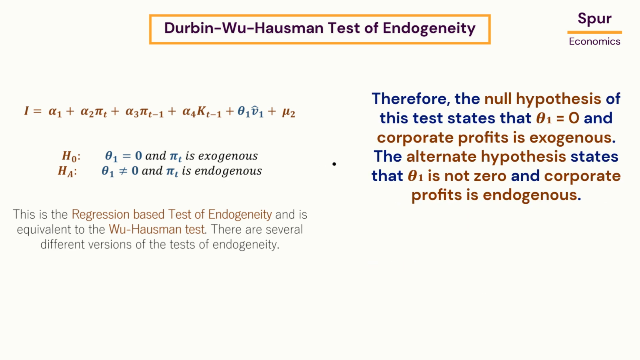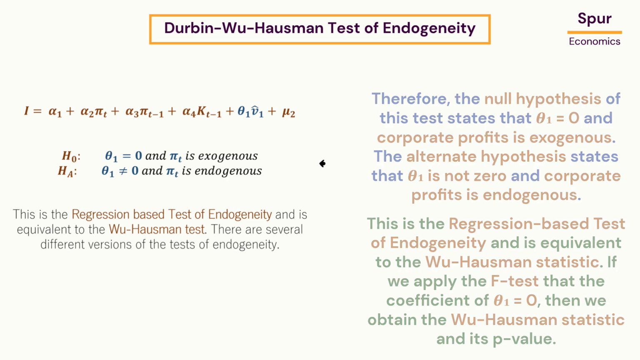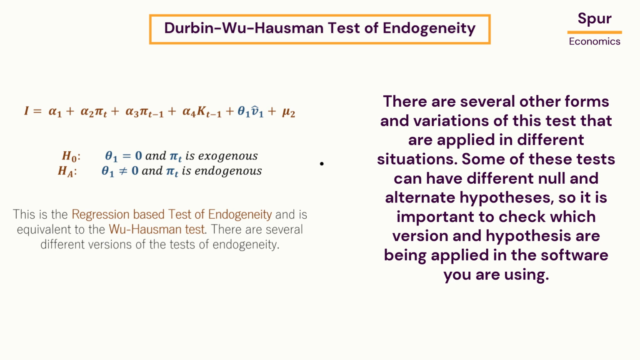Therefore, the null hypothesis of this test states that theta1 is equal to 0 and corporate profits is exogenous. The alternate hypothesis states that theta1 is not 0 and corporate profits is endogenous. This is the regression-based test of endogeneity and is equivalent to the Wu-Hausman statistic. If we apply the F-test that the coefficient of theta1 is 0, then we obtain the Wu-Hausman statistic and its p-value. There are several other forms and variations of this test that are applied in different situations. Some of these tests can have different null and alternate hypotheses, so it is important to check which version and hypothesis are being applied in the software you are using.